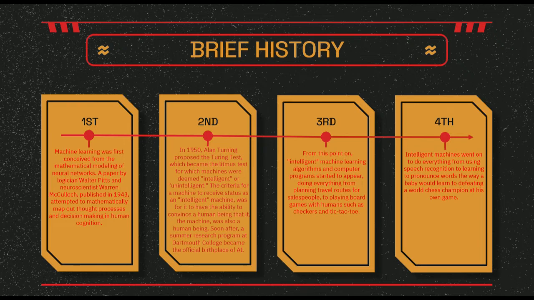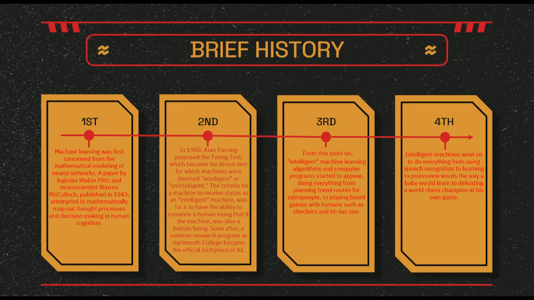And the second stage is a very interesting event that happened. In 1950, Alan Turing proposed the Turing test, which became the litmus test for which machines were deemed intelligent or unintelligent. The criteria for a machine to receive status as an intelligent machine was for it to have the ability to convince a human being that the machine was also a human being.